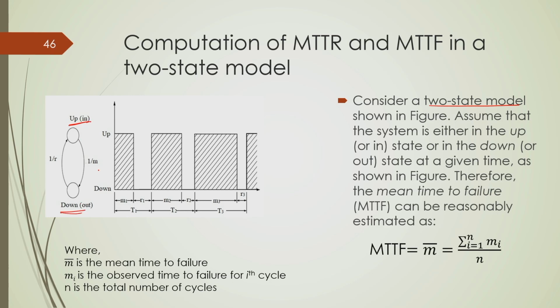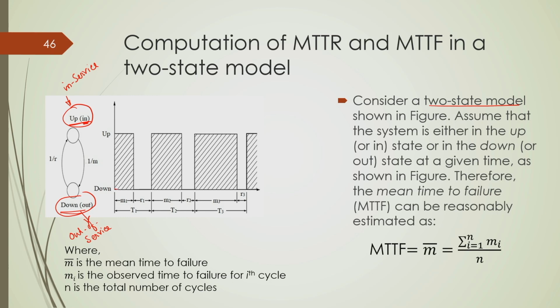So, there are two states for that particular equipment: either it will be in up state or in down state. Up state means it is analogous to in service, so up state means in service state, and down state means out of service state. Okay. And this is basically the representation of this up and down.